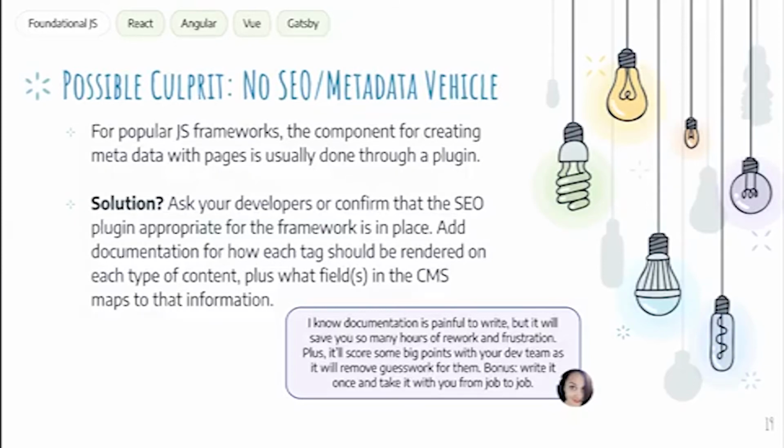So the first thing to do is confirm that the SEO plugin is there, and I have a list of the recommended ones in a second. And then create documentation for how each tag should be rendered, for each type of content that exists on your site. So think of all the different post types, whether it's a page or a blog post or a resource or a team person, whatever. You're going to have to create all of that. And then the most important part is mapping to wherever that content is housed, so your CMS: what field in the CMS should match to that.